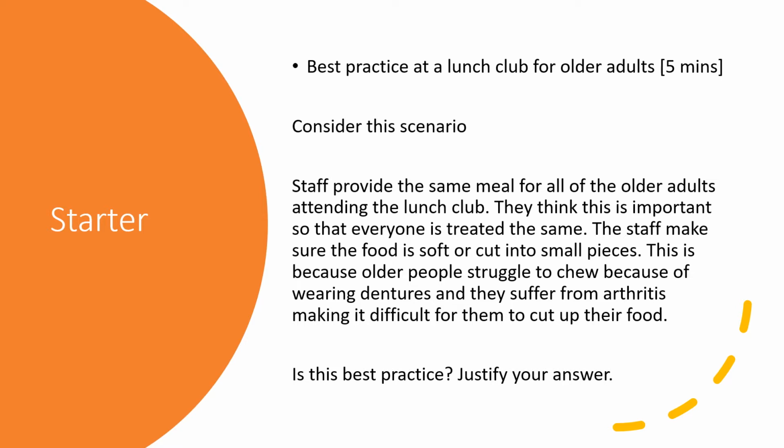Consider this scenario. Staff provide the same meal for all of the older adults attending the lunch club. They think it's important so that everyone is treated the same. The staff make sure the food is soft or cut into small pieces. This is because older people struggle to chew because of wearing dentures and they suffer from arthritis, making it difficult for them to cut up their food. I want you to think about whether this is best practice. Write down some notes, justify your answers, and your teacher will check what you have put.